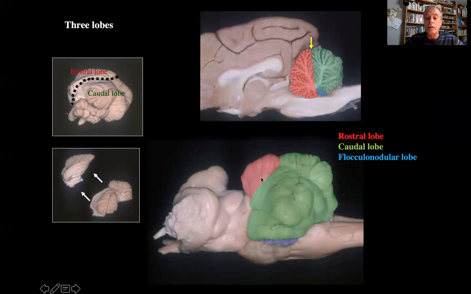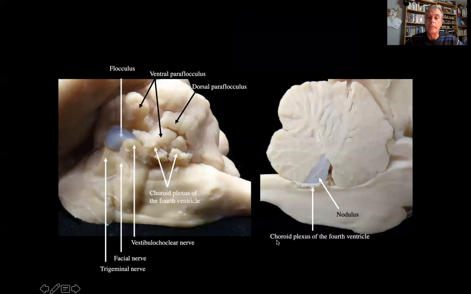The part of the cerebellar hemisphere that belongs to the rostral lobe is the quadrangular lobule. In blue, we mark the nodulus and the flocculus, and the flocculonodular lobe is another one. And finally, we have the caudal lobe of the cerebellum, here marked in green. We'll focus on the flocculonodular lobe for a better understanding of this small lobe that is so important because it's related to equilibrium.